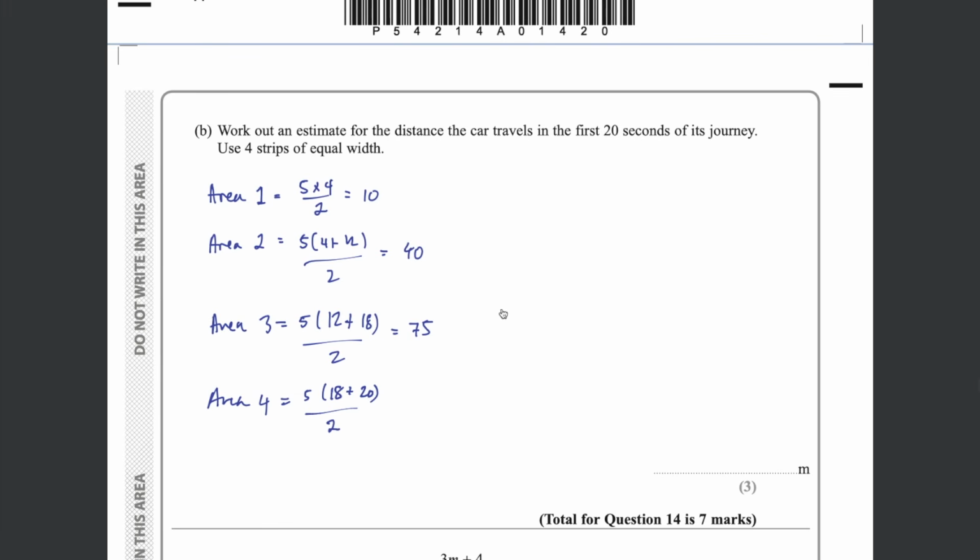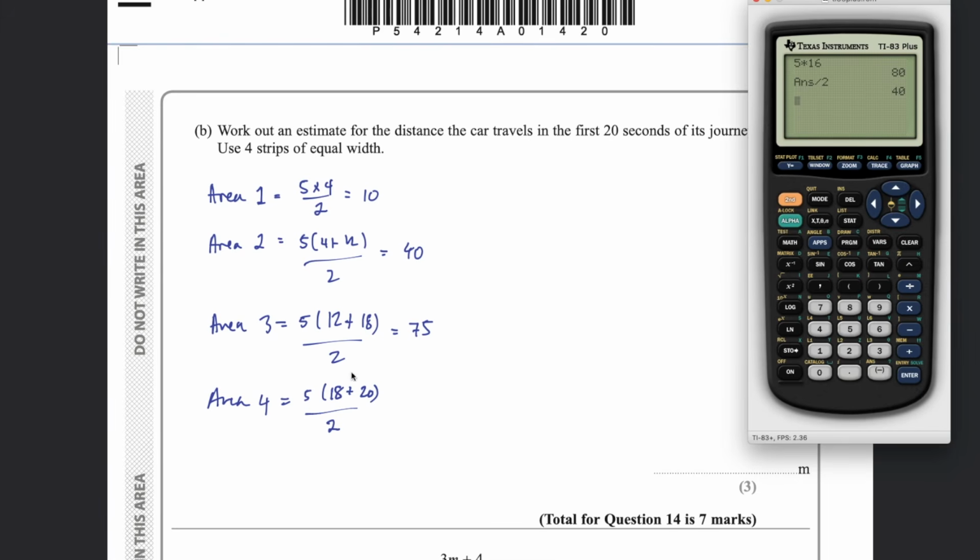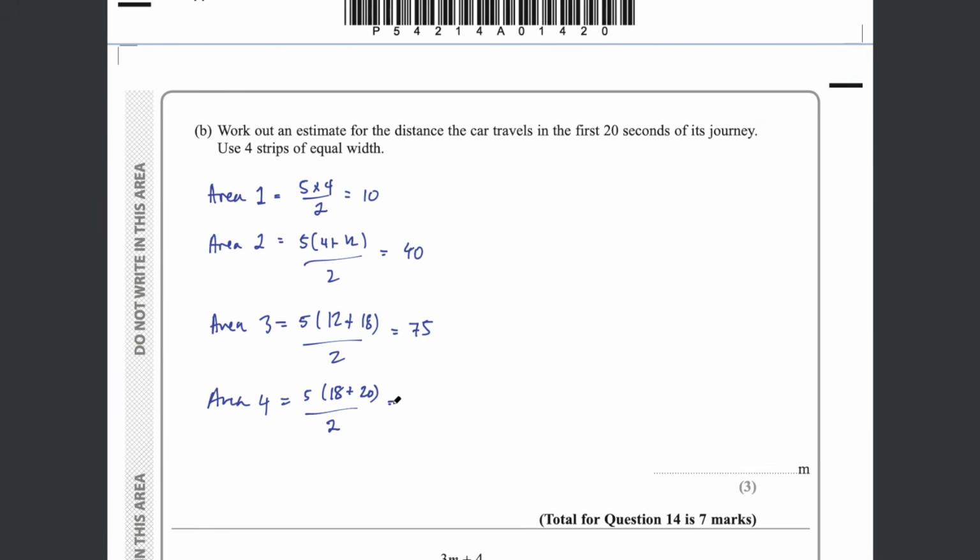Again, I'm going to go to my calculator. So what's that? 38 times 5 divided by 2. I get, oops, what have I done? Done something wrong. Oh, I did divide instead of multiply. So 38 times 5 divided by 2, and I get 95.